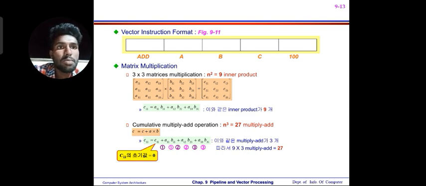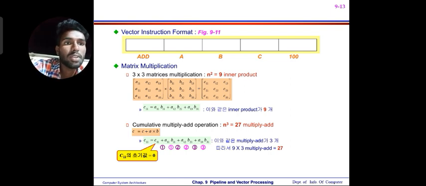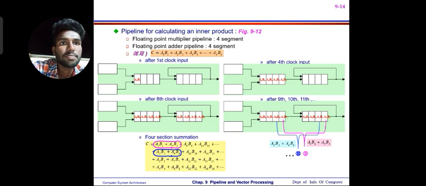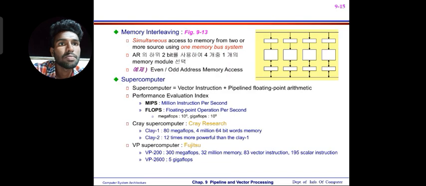Show 3 by 3 matrix multiplication: n squared equal to 9 inner products. Simultaneous multiply and add operations: n cubed equal to 27 multiply-adds. Pipeline for calculating inner products: floating point multiply pipelines and floating point adder pipelines. Show the diagram.